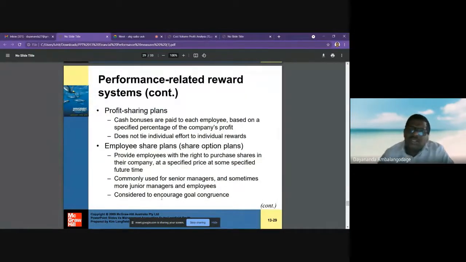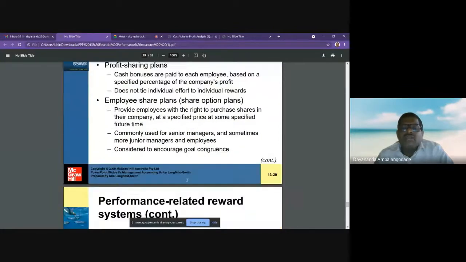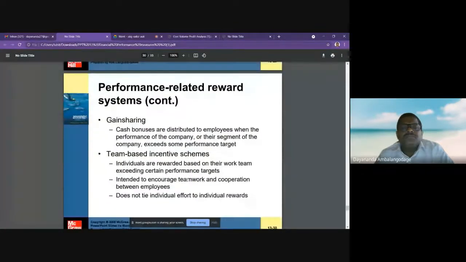Goal congruence means all the employees, all the divisions, all the teams, all the units, all the departments are working towards one direction, that is the group strategic direction. If all are working towards one direction, that's called goal congruence. So if you introduce employee share plans, like giving shares, offering shares, I hope that goal congruence will be encouraged.